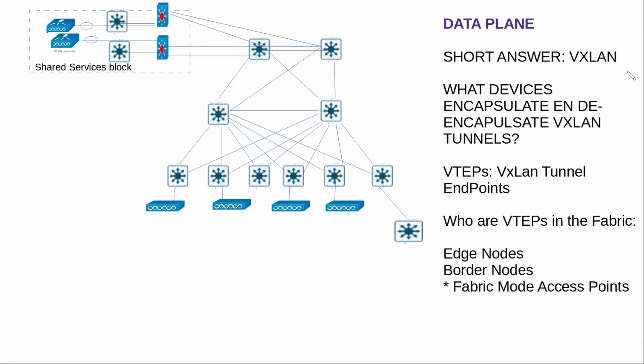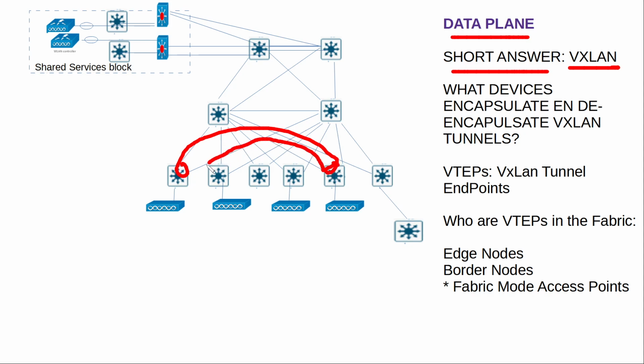Let's talk about the Fabric data plane. The short answer for what the data plane is in the Fabric is the VXLAN protocol. With the VXLAN protocol, we are going to be able to move traffic within our Fabric. And this particular protocol will be able to encapsulate Ethernet frames within IP packets.